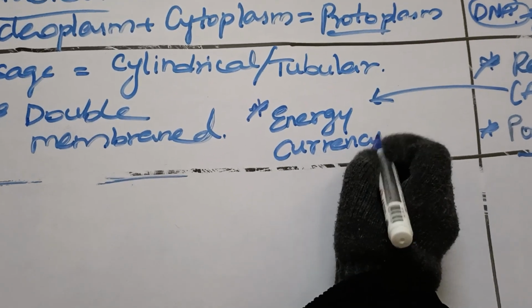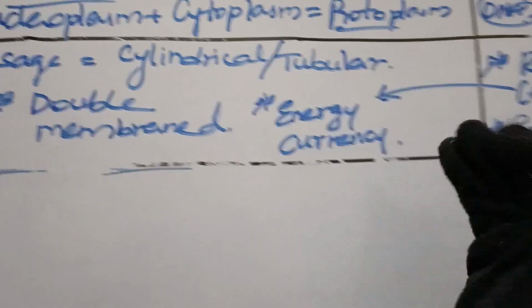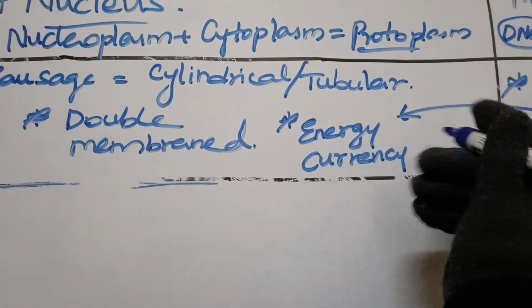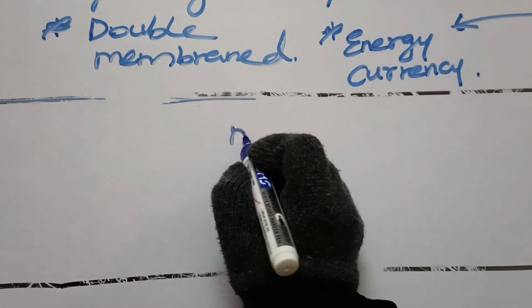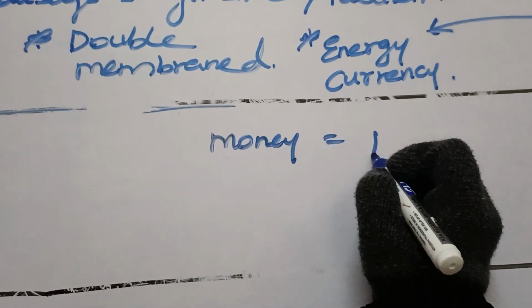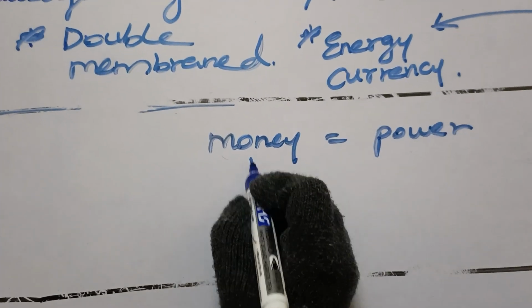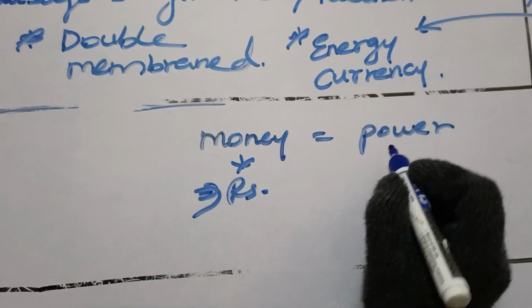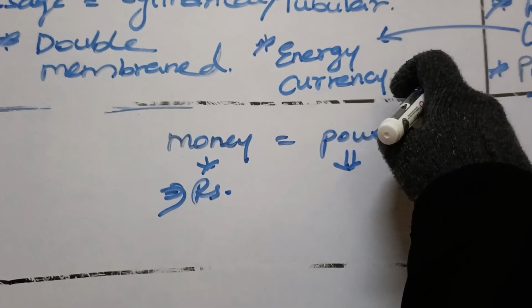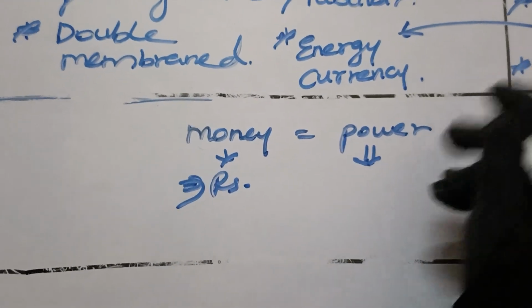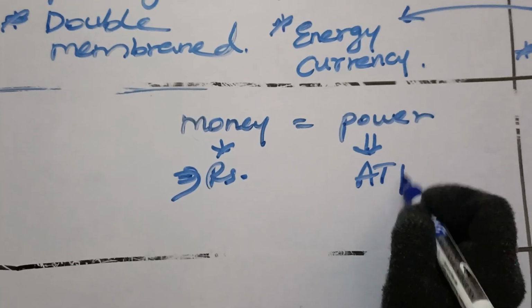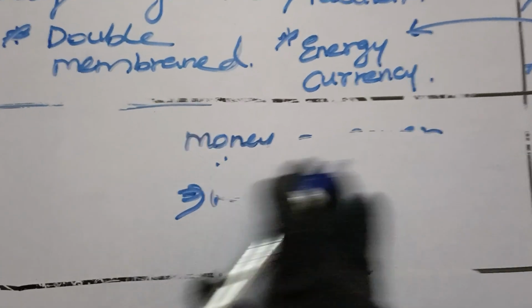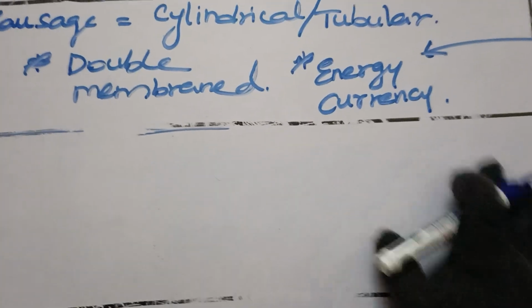Just like how, if we relate this to money is equals to power, right? So money is equals to power. Let me explain here. Money in India is measured in rupees, right? Currency is rupees. In the same manner, here in cell biology, power is measured in the form of ATP. Clear? So ATP becomes the energy currency of the cell.